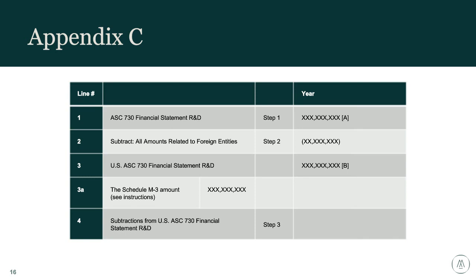Then the first step is you just subtract any amounts related to foreign entities. So if there are any foreign subsidiaries or entities that are being included in that, you would take that out right away. And then you get to U.S. ASC 730 financial statement R&D. And then from there, there'll be some more subtractions, which is on this next slide.